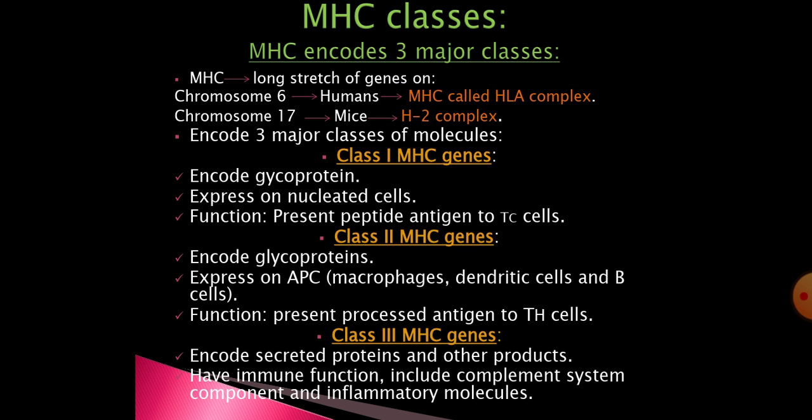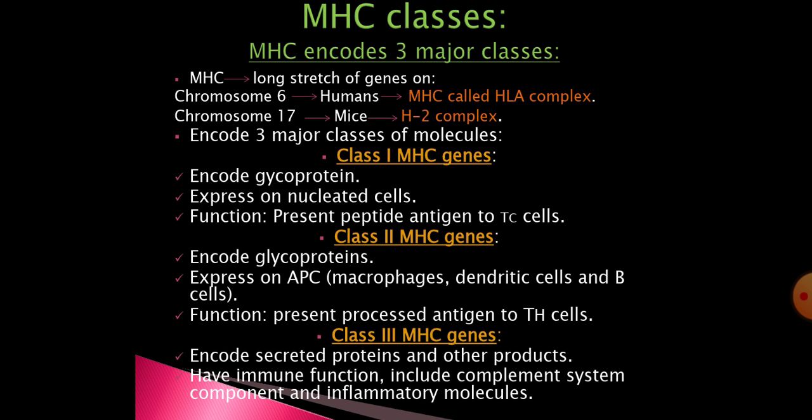Now, I will tell you about the MHC classes. MHC is differentiated into three different classes: class 1, class 2, class 3. MHC is a long stretch of genes present on chromosome number 6 in humans, known as the HLA complex, and when it is present on chromosome number 17 in mice, it is known as the H2 complex. The difference in MHC classes I will tell you later in this presentation.